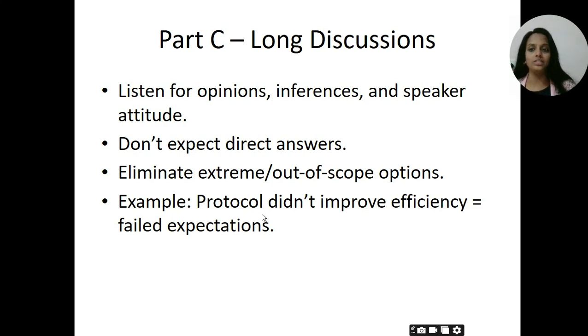Then, keywords. Okay, keywords lie. Just because you hear a word like stress doesn't mean the answer is about stress relief. Focus on the message, not the vocabulary. So in part C, assume that the answer will never be said word for word. It's like interpreting between the lines. If you're expecting direct answers, then you will get stuck.